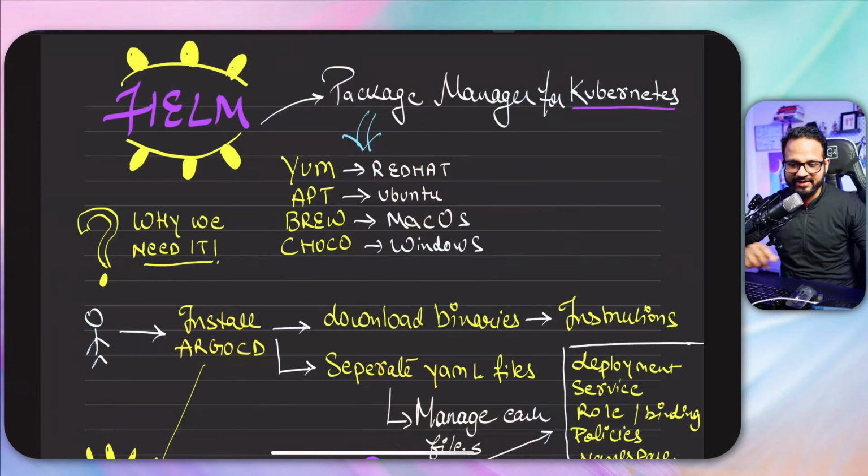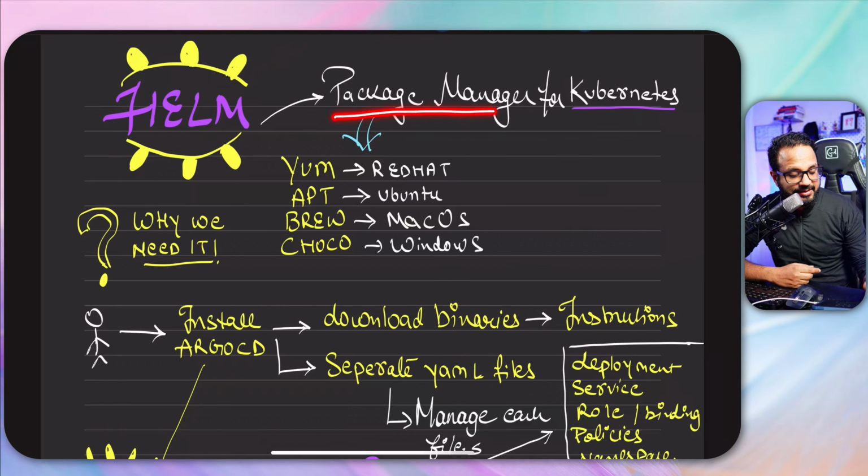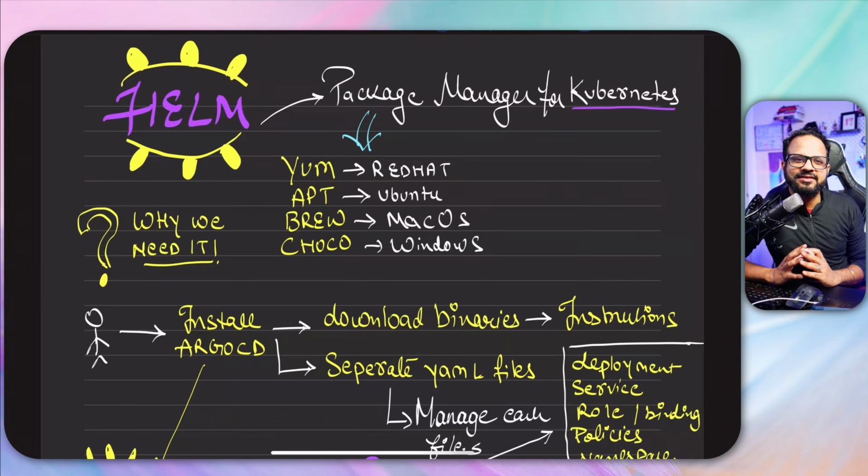So if you can see my screen, in this video we're gonna talk about Helm. Basically, what exactly is Helm? That's the main important question. And why do we need it? So Helm, as you can see, is a package manager for Kubernetes. What is a package manager? A package manager is a utility that helps you install software packages with ease.